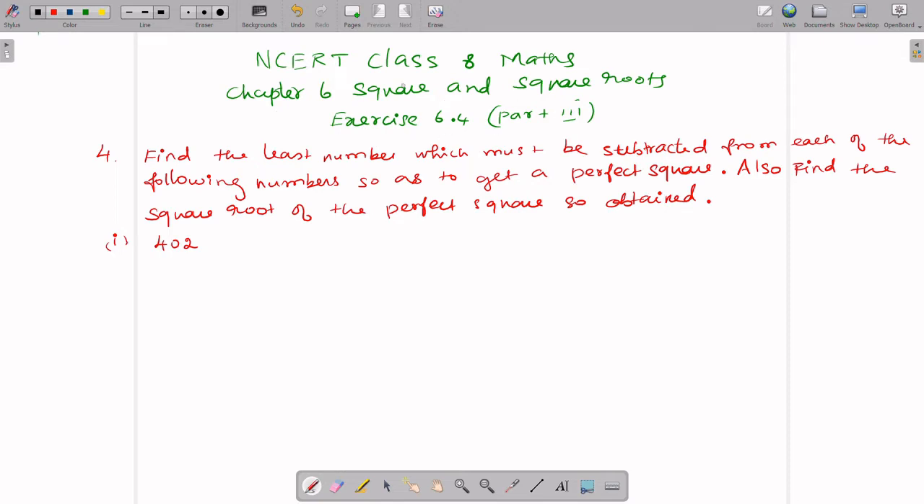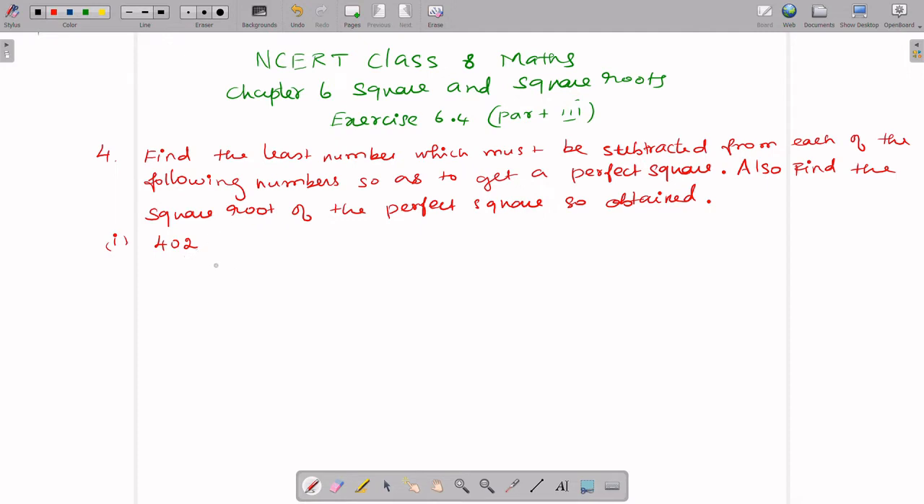Today we are going to see problems under Chapter 6, Squares and Square Roots, of NCERT Class 8 Maths, exercise 6.4, problem number 4. Find the least number which must be subtracted from each of the following numbers so as to get a perfect square. That is, we have to find the least number which, when subtracted from the given number, gives a perfect square. After that, we also have to find the square root of that perfect square.